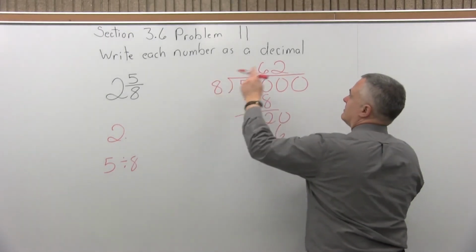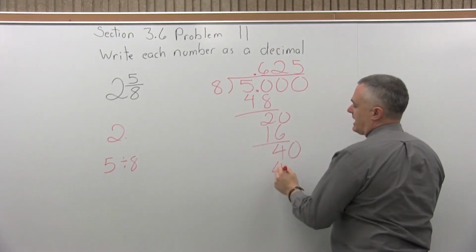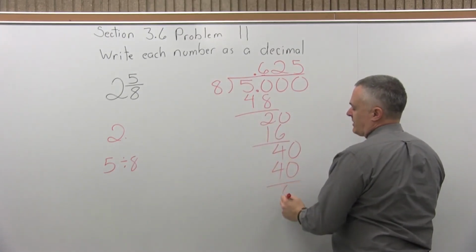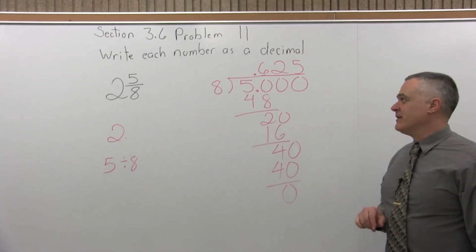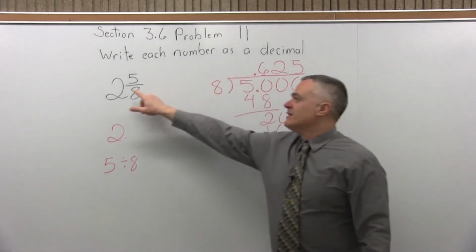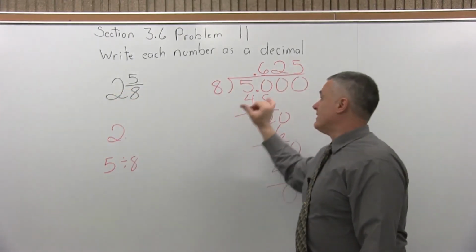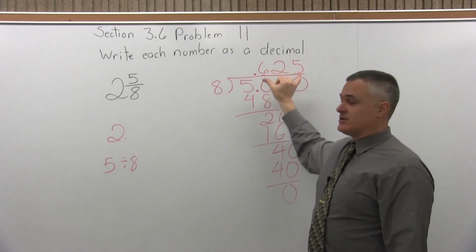It goes in 5 times. So I put a 5 up on top. 5 times 8 is 40. And now when I subtract 40 minus 40, I get a 0. So now it went in. So don't forget, the answer is not 0.625 because originally the problem had the 2 in front. It's 2 5/8. The 5/8 part of it is 0.625.